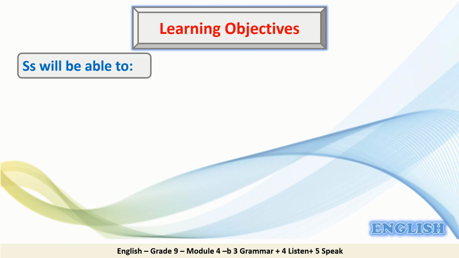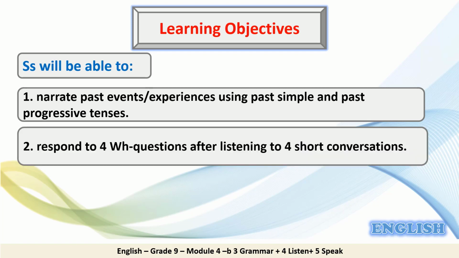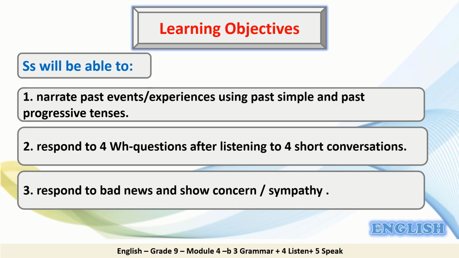Learning Objectives. Students will be able to: 1. Narrate past events or experiences using past simple and past progressive tenses. 2. Respond to 4 WH questions after listening to 4 short conversations. 3. Respond to bad news and show concern or sympathy.